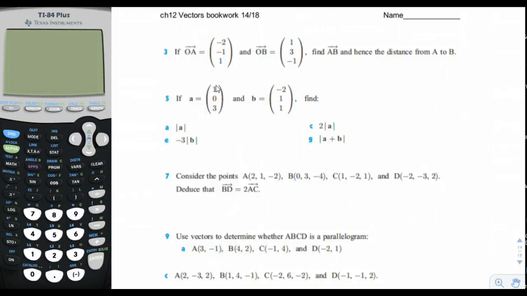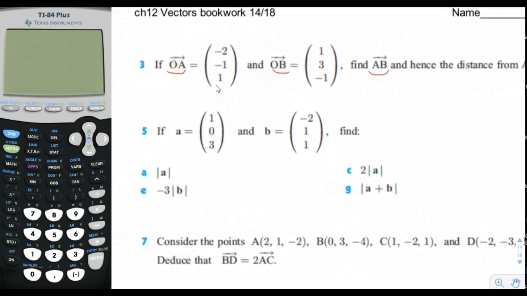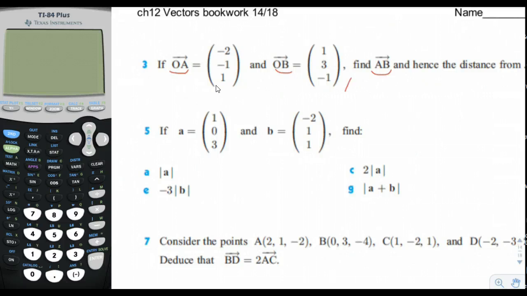Vectors, page 14. So we have the position vectors OA and OB, and we're going to find the vector AB and then find the distance from A to B. Okay, so to find the vector AB, we're going to take OB, which is 1, 3, negative 1, and subtract OA, which is negative 2, negative 1, 1. So 1 minus negative 2 is 3, 3 minus negative 1 is 4, and negative 1 minus 1 is negative 2. So that's equal to AB.